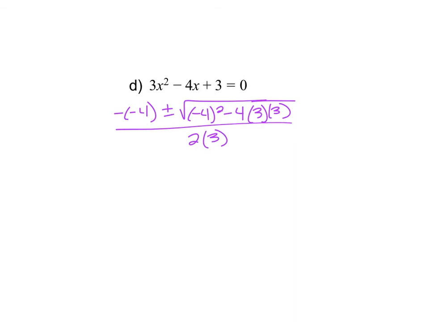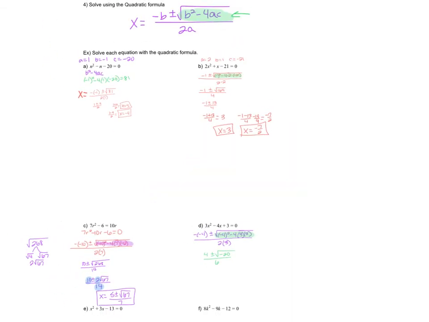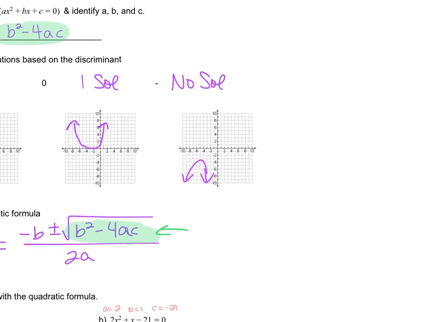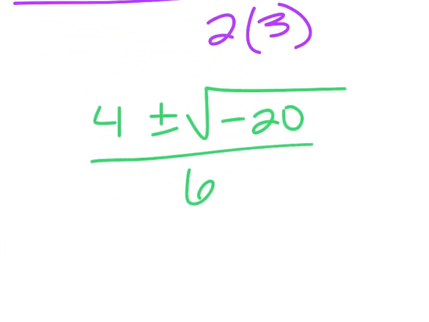Okay, so I'm going to clean up my discriminant first. So x equals -4 is going to give me +4 plus or minus the square root of, when you type all of that in your calculator, it gives you -20 all over 6. Okay, so remember up here when I said the discriminant, if it's negative, it is no solution. So by looking at this, why is it no solution?